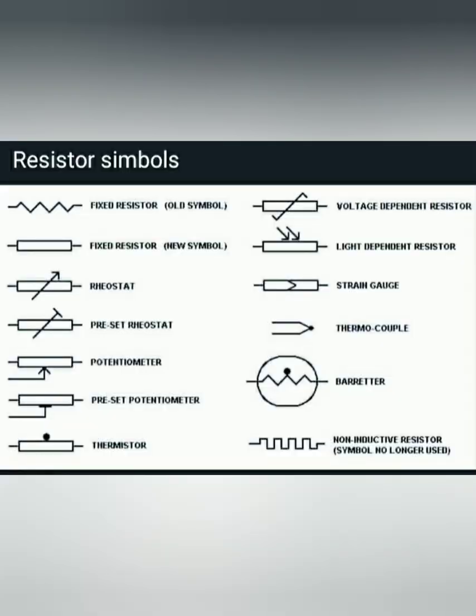Then coming to resistors, these are the different types of resistors used in electrical and electronics equipment. Here: fixed resistors, then rheostat, preset rheostat, potentiometer, preset potentiometer, thermistor, voltage dependent resistors, light dependent resistors, strain gauge, thermocouple, barrier.